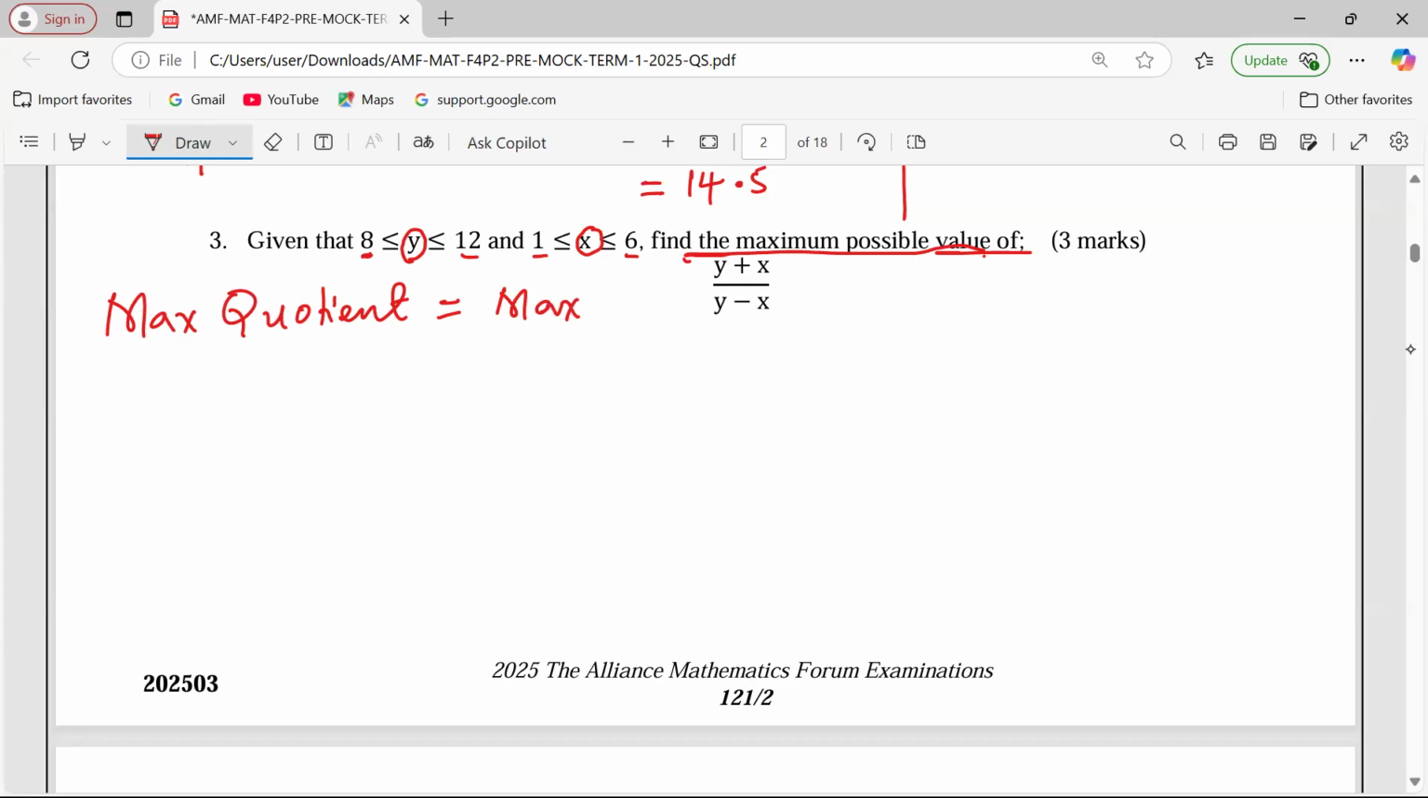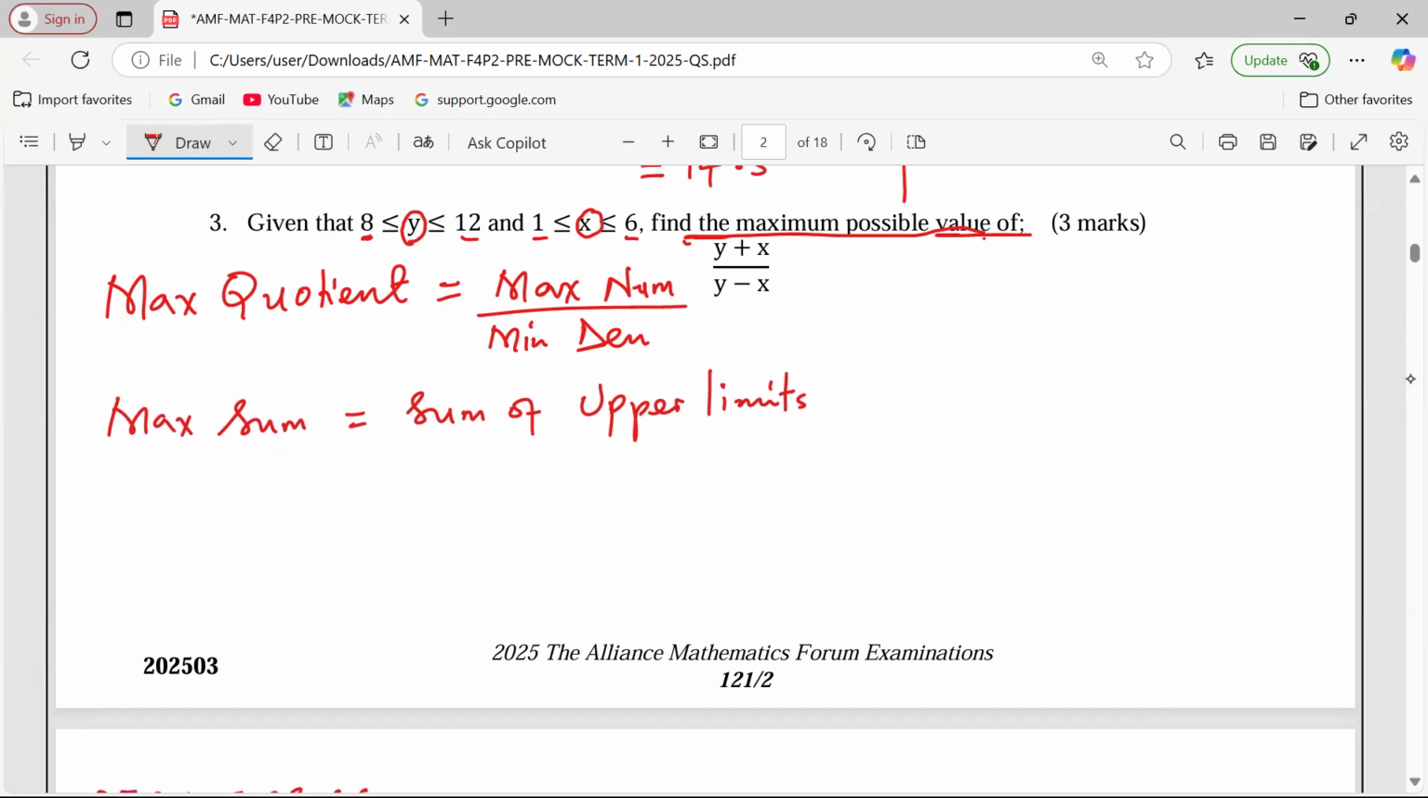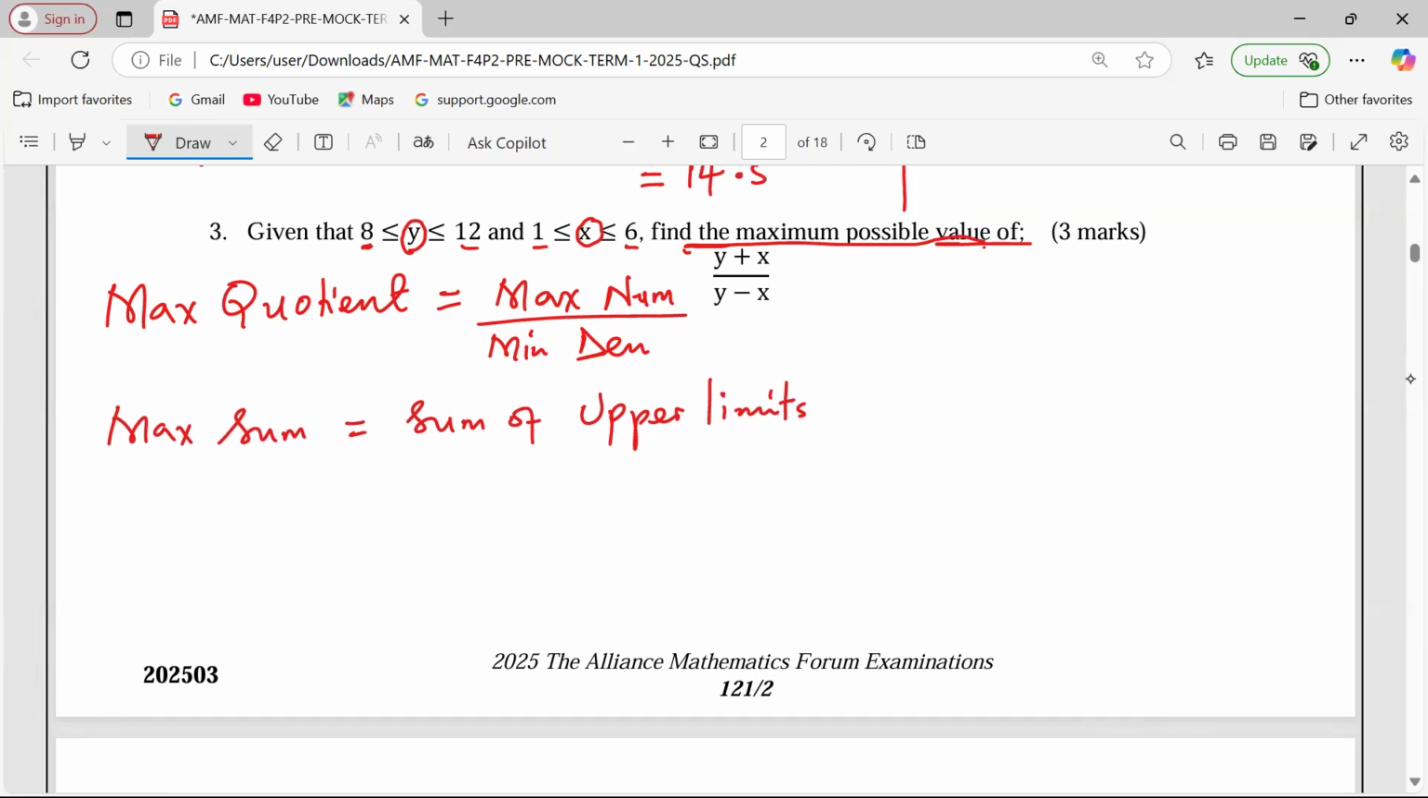maximum numerator, then minimum denominator. Then what nature of a numerator are we having? The numerator is a sum. So maximum sum is given by the sum of the upper limits, the upper limits of whatever values are being added. We need the upper limits, their greater values.